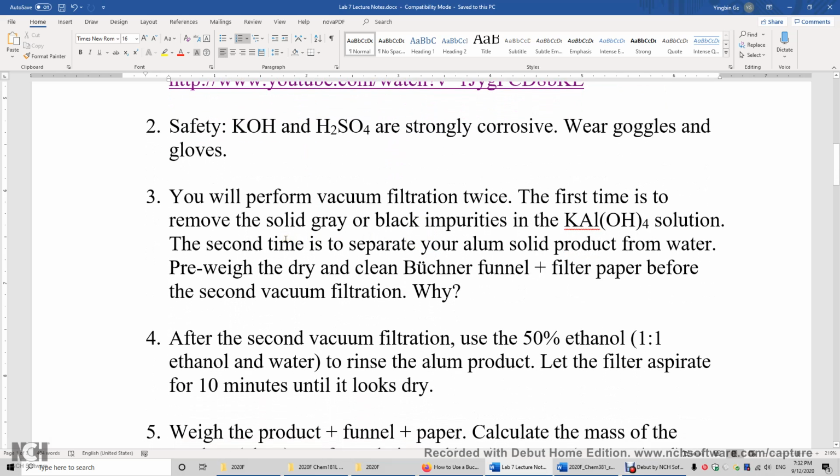In this lab, you will perform vacuum filtration twice. The first time is to remove some impurities from this potassium aluminum hydroxide solution. This is made by mixing aluminum, potassium hydroxide, and water together. The second time doing vacuum filtration is to separate your final product, alum, from water.